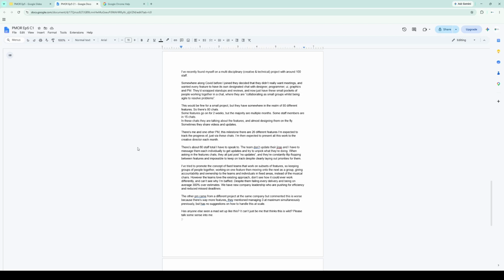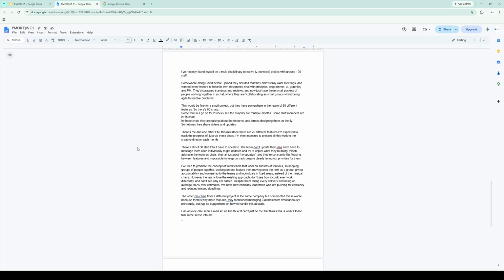I've tried to promote the concept of fixed teams that work on subsets of features, so keeping groups of people together, working on one feature, then moving to the next as a group, giving accountability and ownership to the teams and individuals in fixed areas instead of the musical chairs. However, the teams love the existing approach, don't see how it could ever work differently, and can't see why I'm baffled. Despite them failing every delivery and being on average 300% over estimates, we have new company leadership who are pushing for efficiency and reduced missed deadlines.